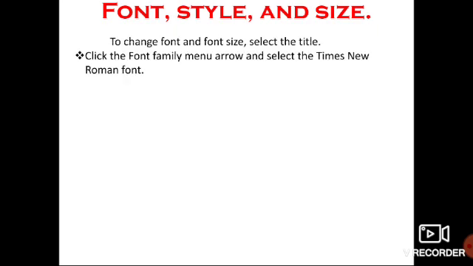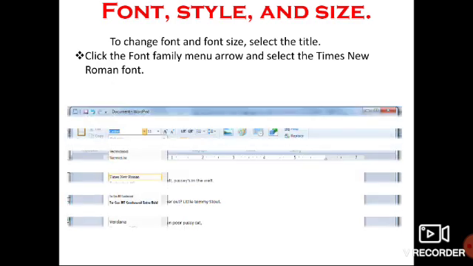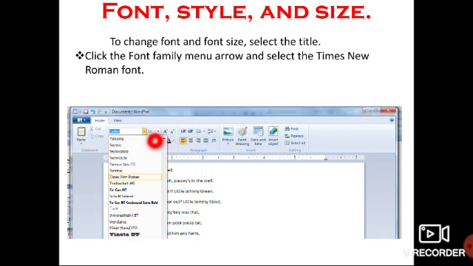So let us see how to change the font, style of the font and size. So to do all this, first click the font family menu arrow and then select the Times New Roman. So children, this is the font group here. Click on this arrow button. By default it is showing me Calibri. It may show any other different, and when you click on this, it will show you different types of fonts. In this you can select any one which you like. I liked Times New Roman, so I have selected this one.